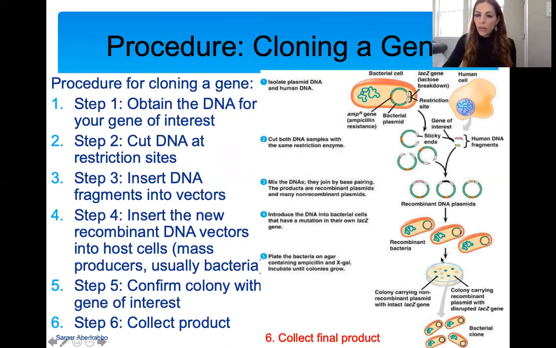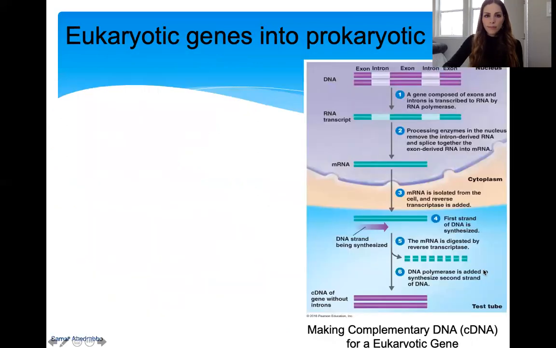One way to do that is through blue-white screening. You put the bacteria on agar that has ampicillin and X-Gal, and you make sure that they grew and they're actually blue colonies, because your recombinant DNA plasmid has the lacZ gene, which will cut X-Gal in the agar plate, resulting in a blue color. And then finally, once you make sure that you have those bacterial colonies, you'll grow them and collect your final product. There are a little bit of differences in getting genes from eukaryotic organisms to prokaryotes.